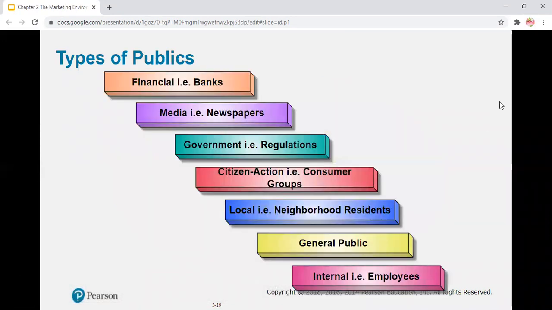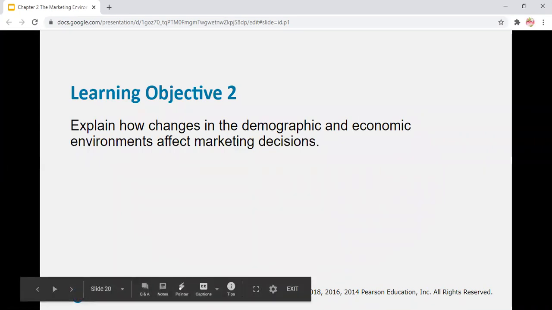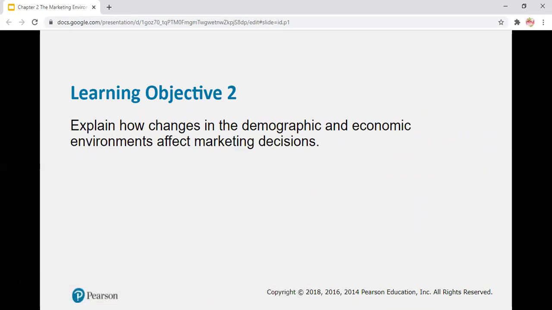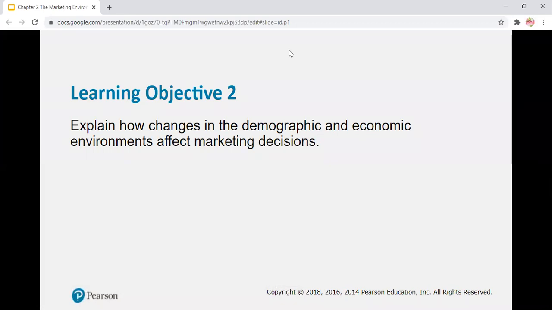So now the learning objective number 2. We will try to explain how changes in the demographic and economic environments affect marketing decisions. So here I give you, let's say, three minutes, because the time is up here, and I'll begin a new session within three minutes.